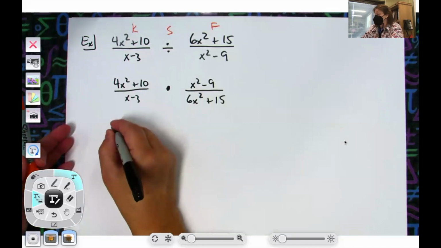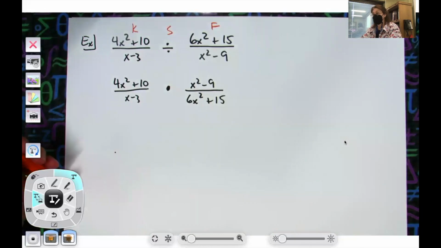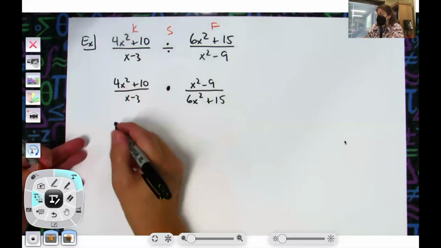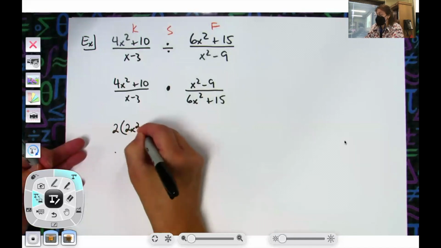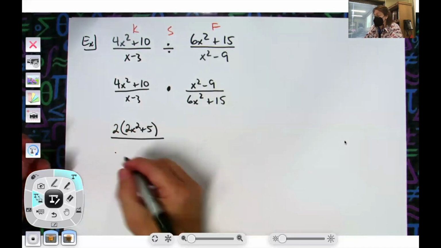And then this time I'm going to show you the other way to do this. I don't have to cross it out and make the problem look messy. I could go to a new line and go, okay, here I'm going to factor out a 2. So take out that 2, I'm going to have a 2x squared plus 5. Okay, rewriting keeps it from getting messy.